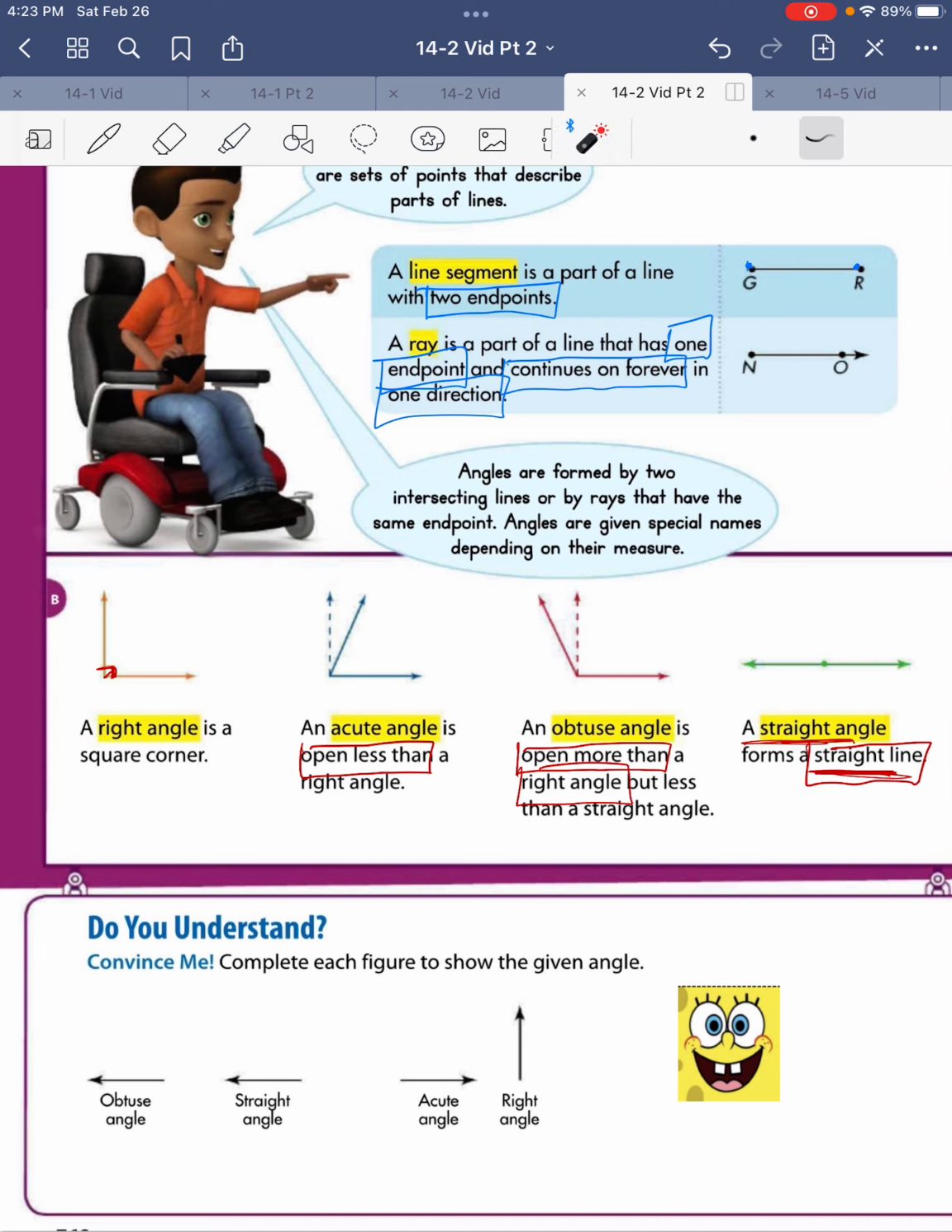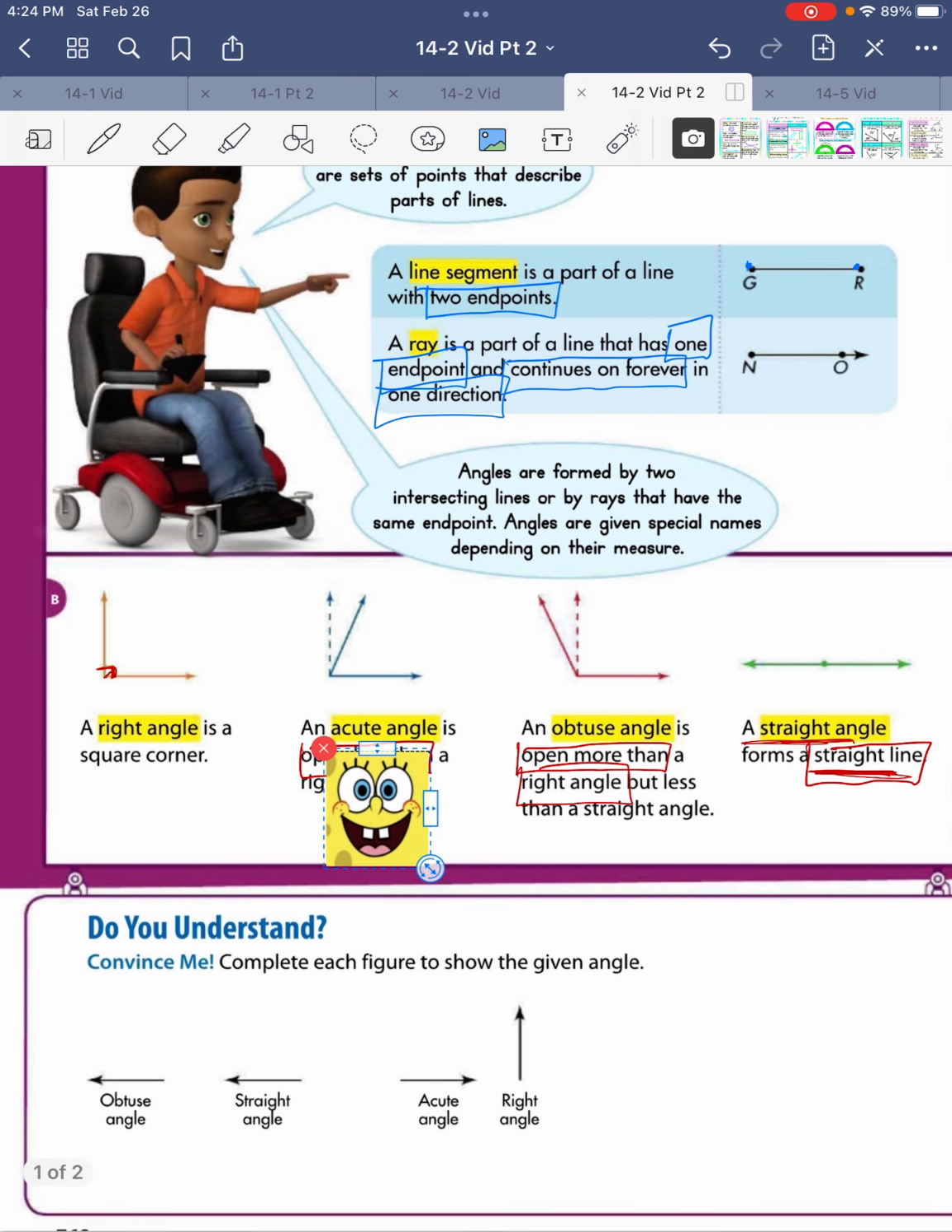So just to go over it with our angles, we have a right angle. We have an acute angle. It's small, it's acute. We have an obtuse angle, and we have a straight angle, okay? So with SpongeBob, remember, SpongeBob can fit perfectly in the right angle. He cannot fit in the acute angle, but he can dance in the obtuse angle, okay? And he can sit on top of the straight angle, okay? Those are our angles.